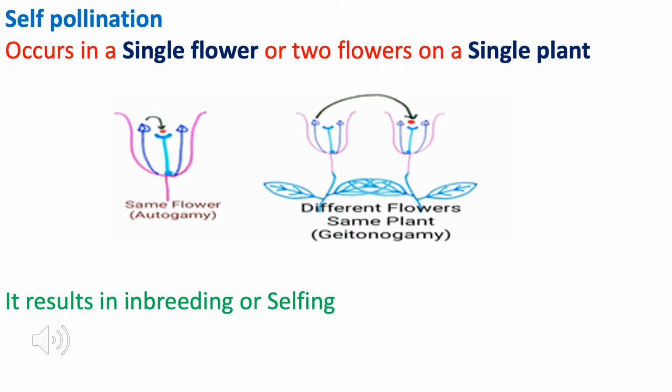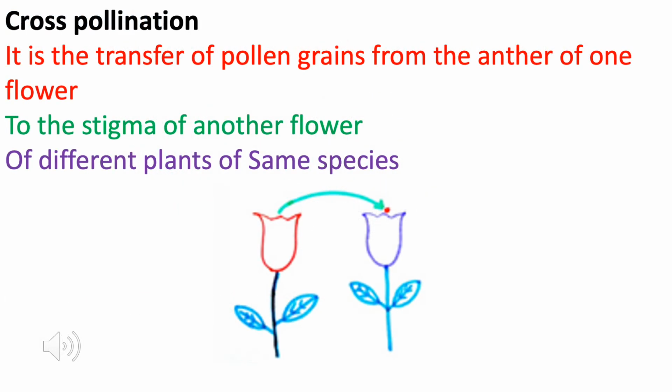Self-pollination. It occurs in a single flower or between 2 flowers on a single plant. It results in inbreeding or selfing. Cross-pollination. It is the transfer of pollen grains from the anther of one flower to the stigma of another flower of a different plant of the same species.